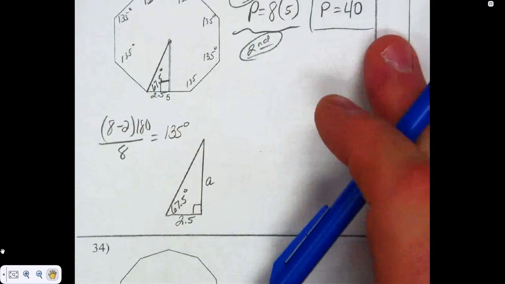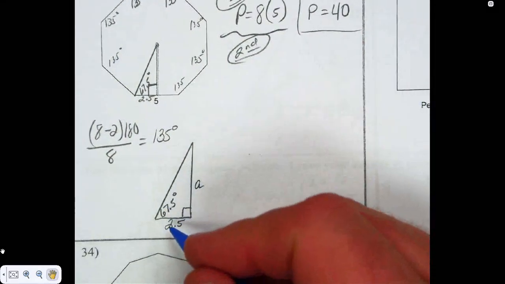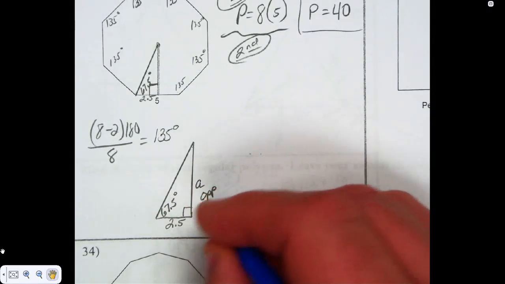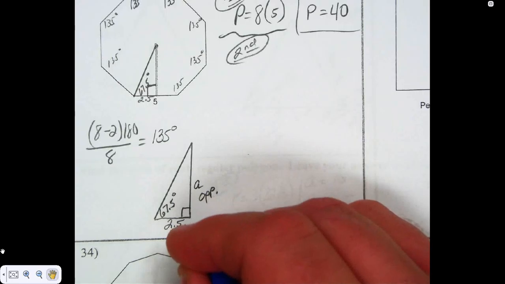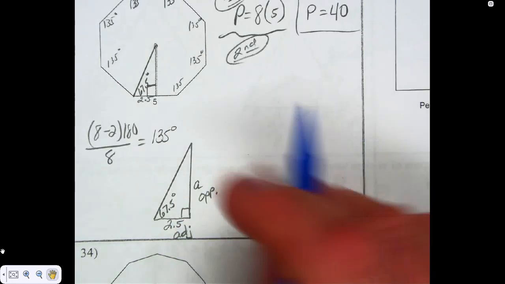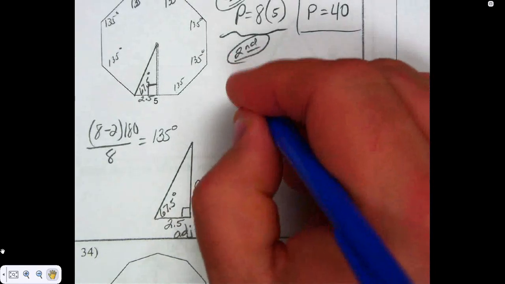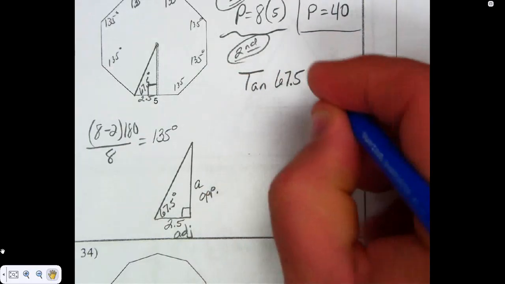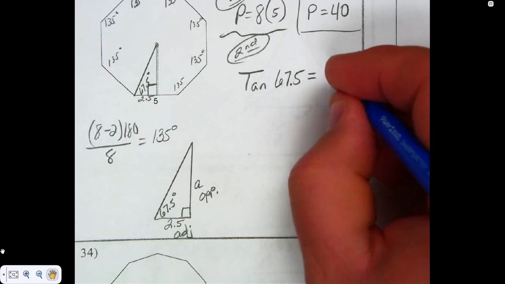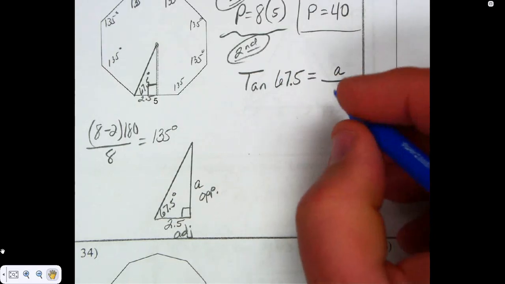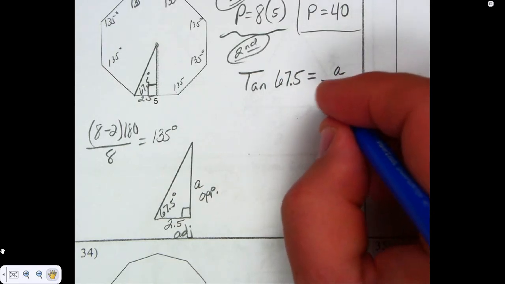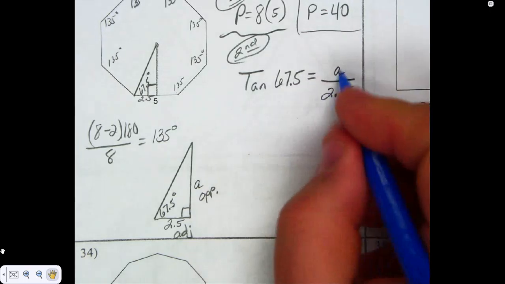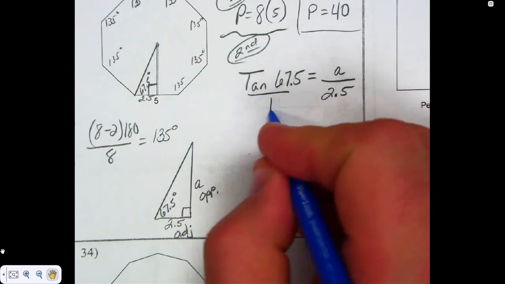SOHCAHTOA. And if you'll remember with trig functions, what they give you tells you which one to use. With respect to this angle, they have given me the opposite and the adjacent. Which one is that? Tangent. So what I'd say, it's always tangent of an angle. What's the angle? 67.5 is equal to the opposite, which is our apothem, over the adjacent, which is 2.5.